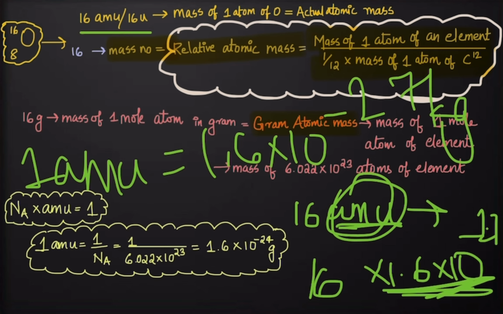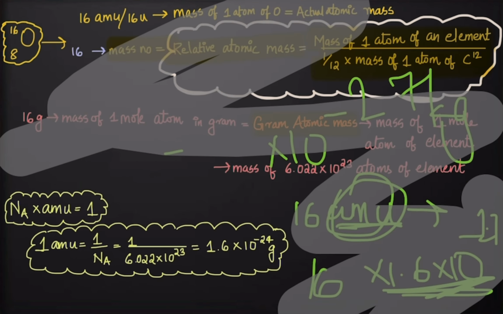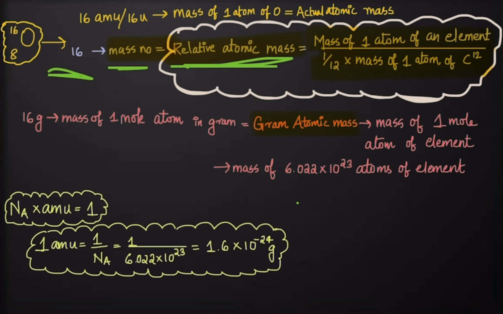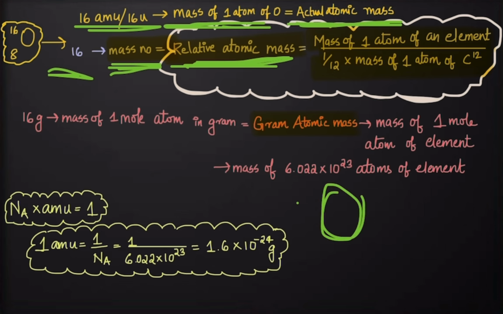So firstly, this is the mass of one atom. And then next is the 16. Okay, this 16 is equal to the mass number. This is the relative atomic mass. The 16 AMU or 16 U is the actual atomic mass, that is the mass of one atom of oxygen. 16 is the mass number, that is the relative atomic mass. Relative atomic mass is equal to the mass of one atom of an element, that is the mass of one atom of oxygen.